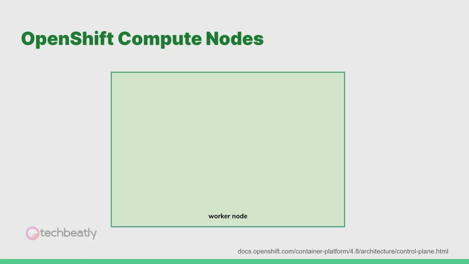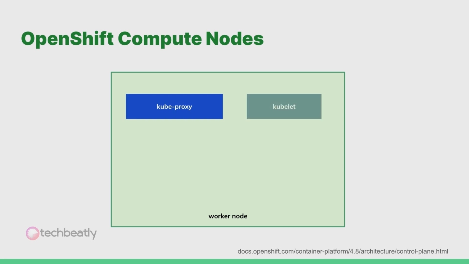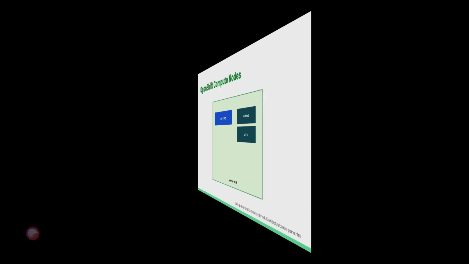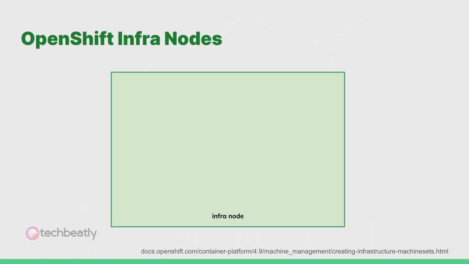While control plane nodes are running OpenShift services and pods, user application pods will be running on compute nodes or worker nodes in the OpenShift cluster. Worker nodes will have similar pods and services running as part of the cluster services such as kubeproxy, Kubelet, CRI-O, etc.